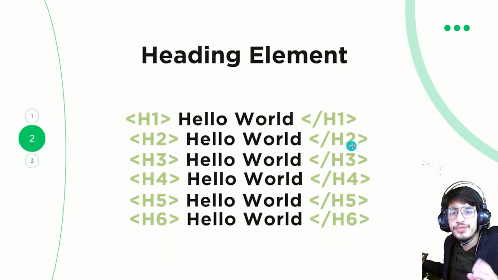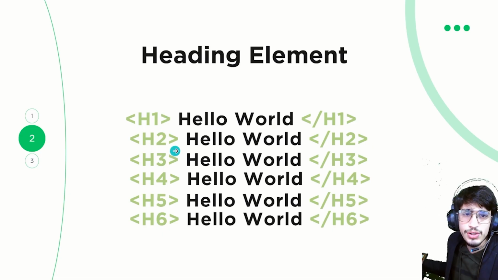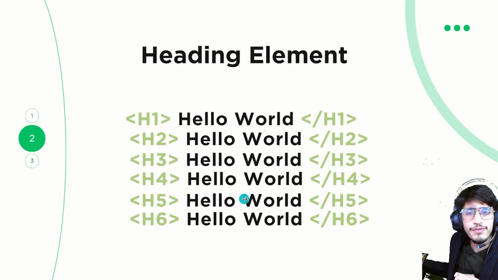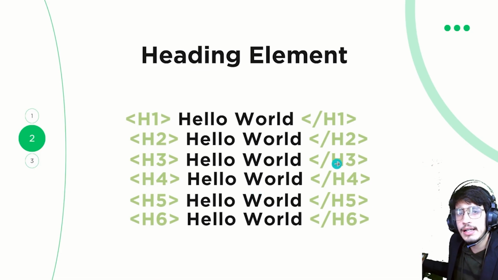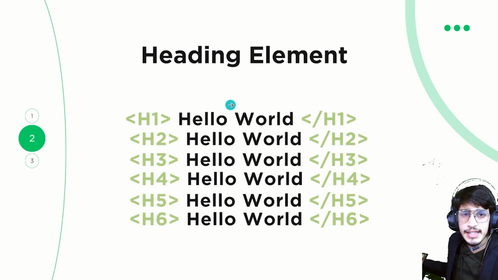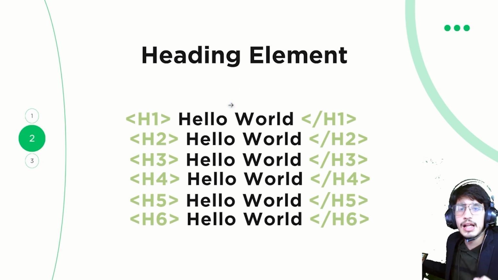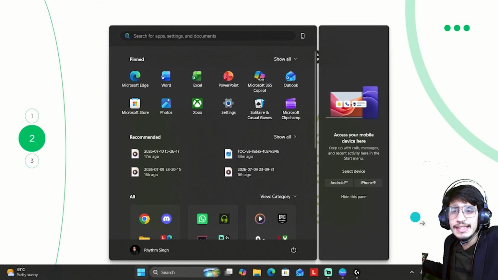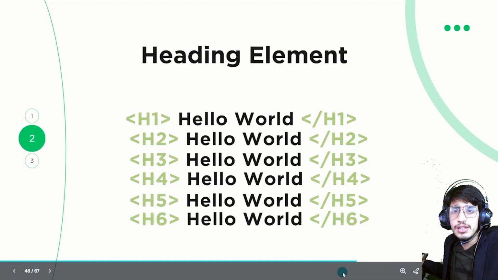Heading elements are of different types like heading 1, heading 2, heading 3, heading 4, heading 5, and heading 6. Here the font is always the same. The difference is the size. H1 has a different size, H2 has a different size, H3 has a different size. Now let's see exactly what size these things have.